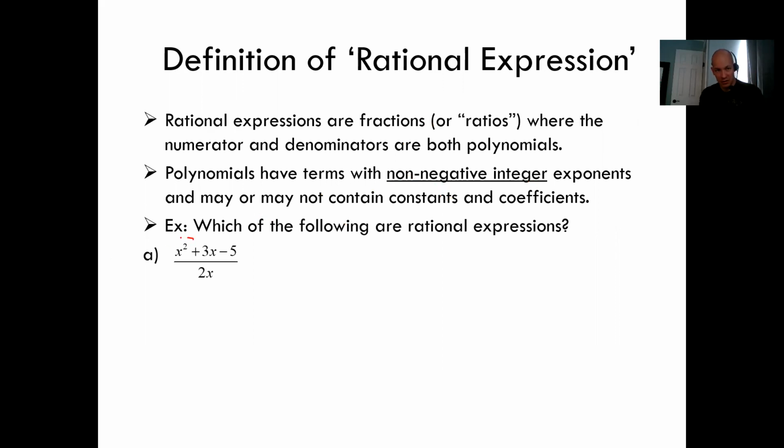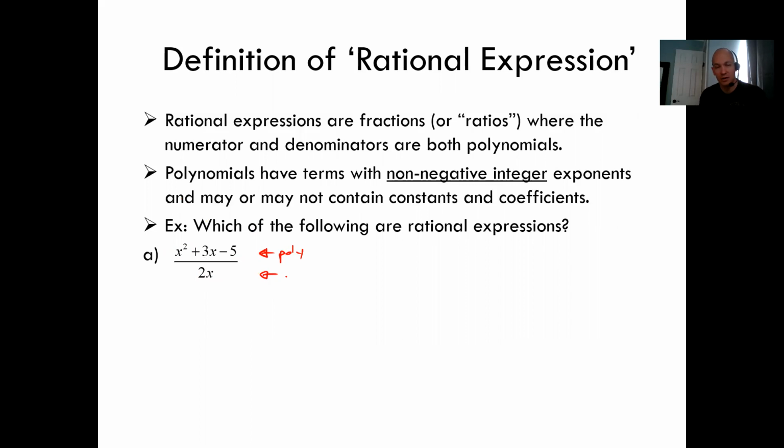When we look at this, is this a polynomial? Yep, it is, because x has an exponent of 2, this x has an exponent of 1, and even though we can't really see it, this has x to the power of 0, because x to the power of 0 is 1. So even though you can't see it, they would be there. Now this is over 2x. So we've got a polynomial up top.